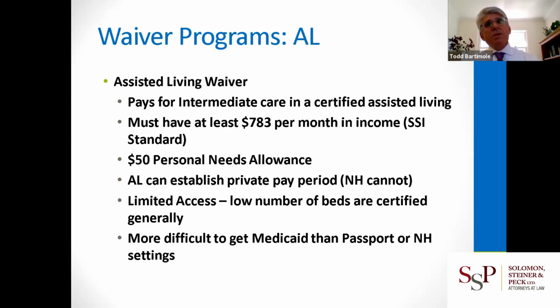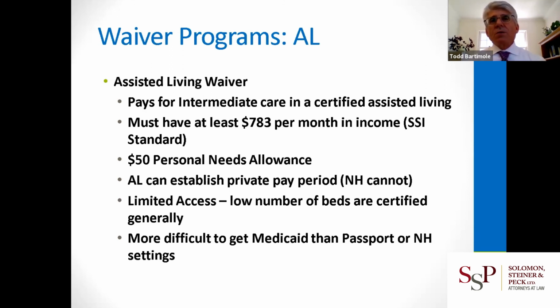So the assisted living waiver. We talked about intermediate level of care being needed in a nursing home. It's the same thing for an assisted living. Assisted living can provide intermediate care. They also can provide some skilled care, but for fewer days than a nursing home can. A nursing home can do it 365 days a year.